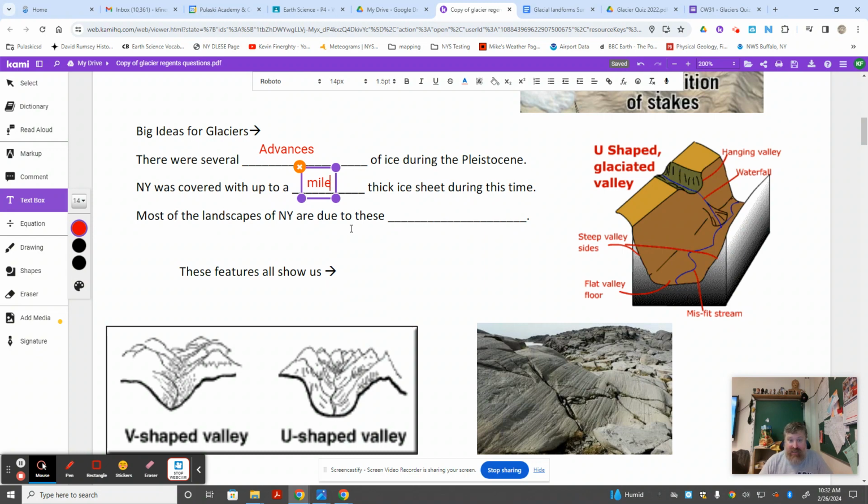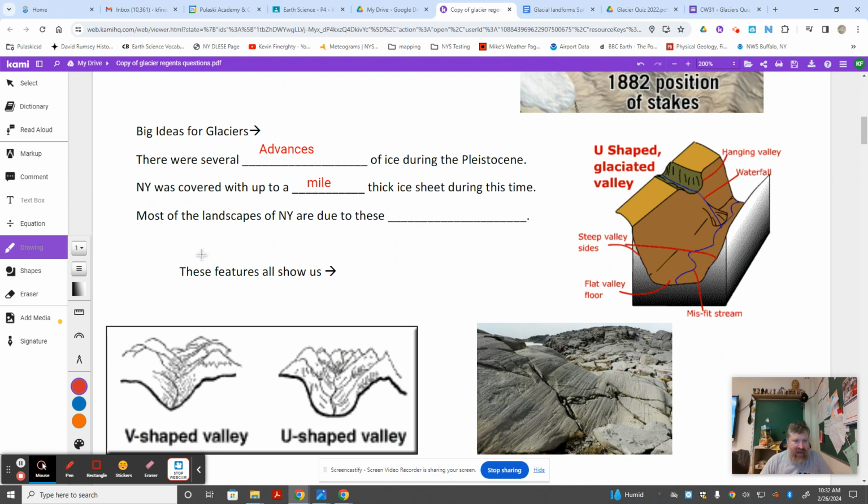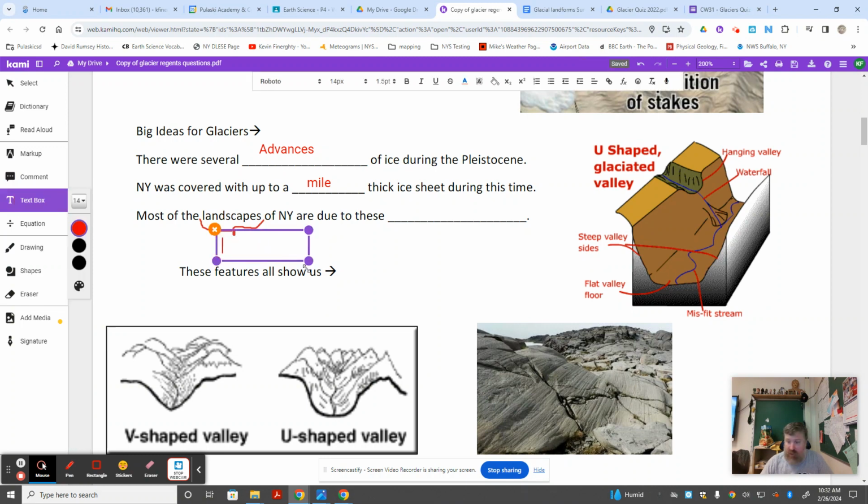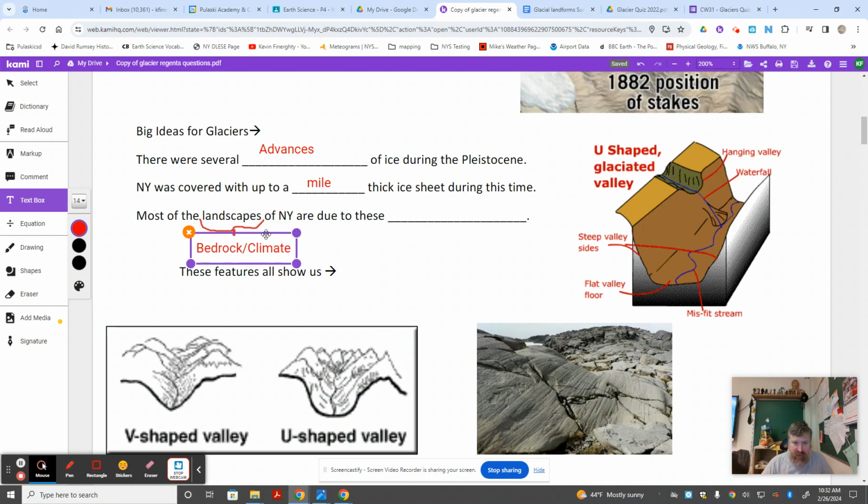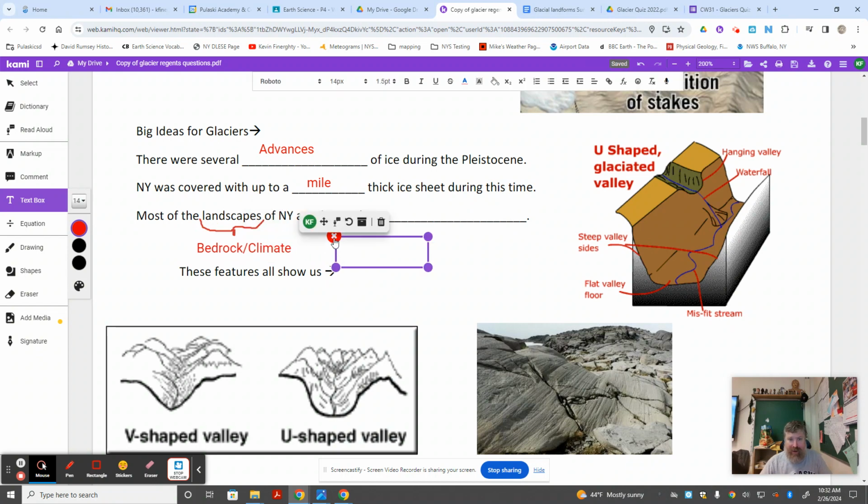Now, most of the landscapes we see in New York, and this is where life gets a little complicated, because as I've said, and as we're going to probably have as a question when we get to the test later this week, hint, hint, by the way, there's a test later this week. This question may be there. So if you had to answer it right now, what would you say? What are the two factors that determine landscapes? If you said bedrock and climate, right? That's still true. That works.